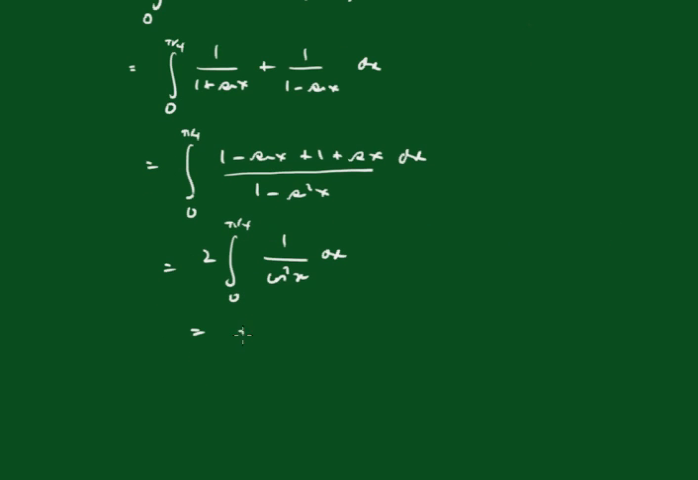This is going to be 2 times the integral from 0 to pi upon 4 of sec squared x dx, which is 2 tan x between pi upon 4 and naught. Now, the tan of pi upon 4 is 1, and 2 times 1 is just 2.